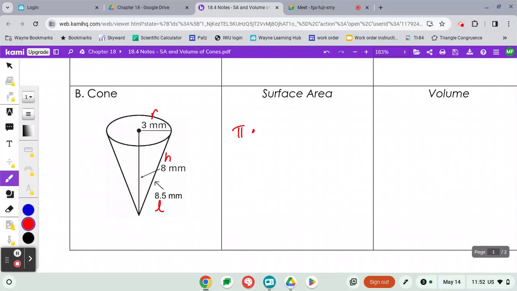Now try to get in the habit of putting the correct label, but that's not the main focus of this.